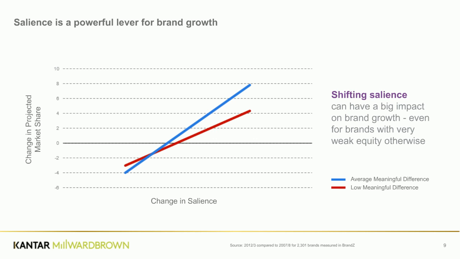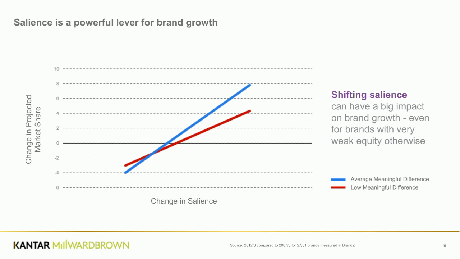So I want to start by sharing a recent analysis of our Brand Z database. And here we looked at the projected market share of over 2,000 brands that we've tracked over a 5-year period. And we've related the change in salience that the brands have managed over that time to the corresponding change in brand share. And what we see is a clear tendency for brands that grow salience to also sell more.